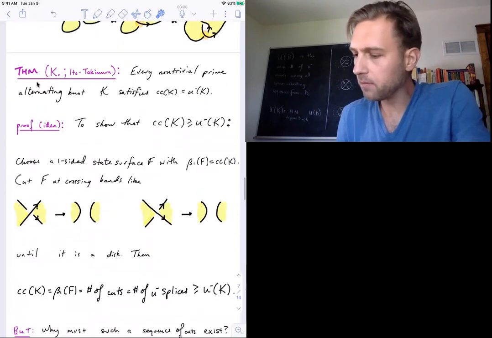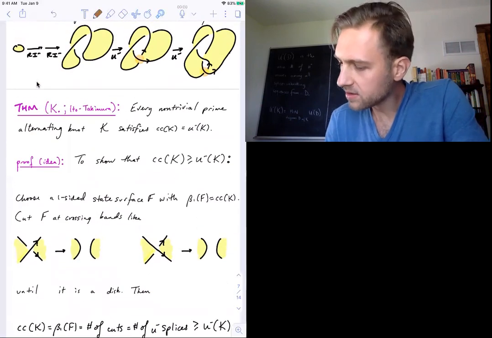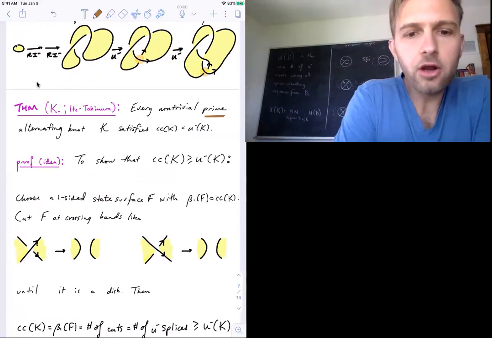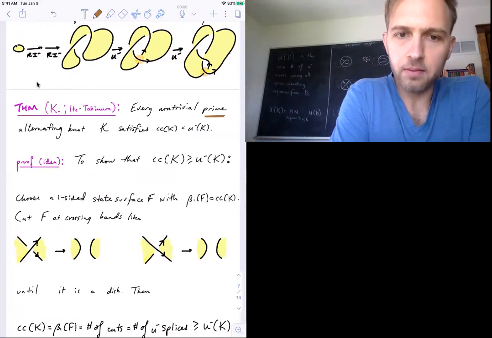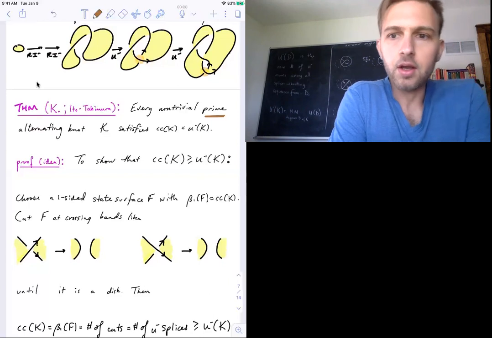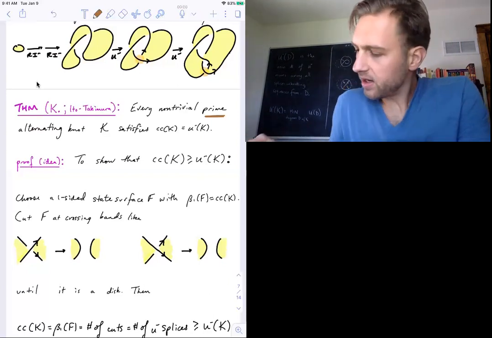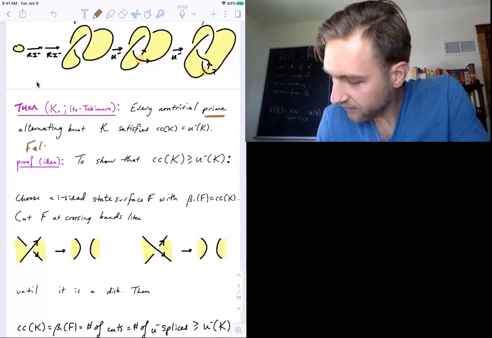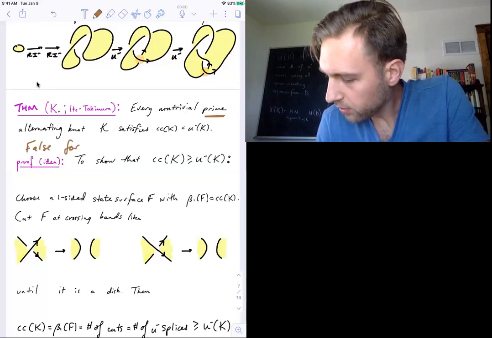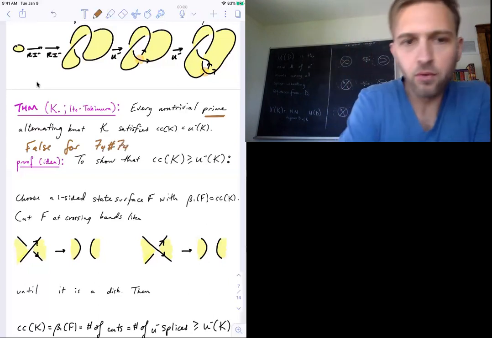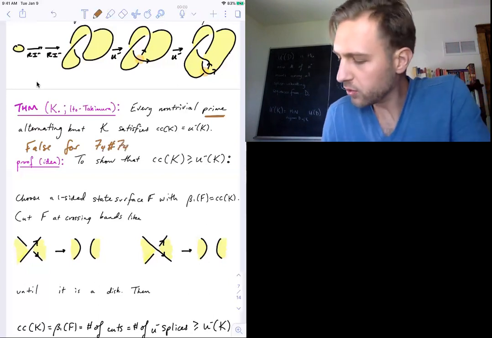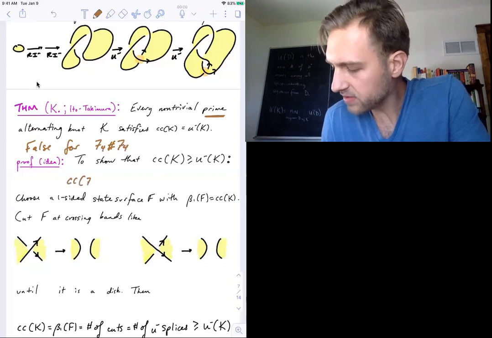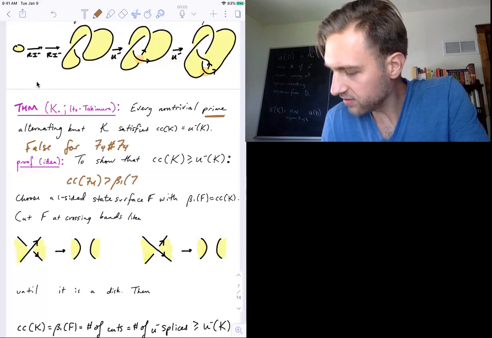Now, why is that a problem? It's a problem because the theorem assumes that our knot is prime. Okay. And why do we assume that it's prime? Well, the issue is that this is false. For example, if you connect sum the 7_4 knot with itself, the issue is that the crosscap number of the 7_4 knot is greater than the overall genus of the 7_4 knot.